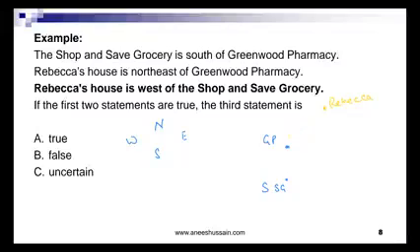ठीक है. So now what does the question say? What's the third statement? Rebecca's house is west of shop and save. The shop and save के भी ये northeast ही है because you have to go up and then to the right. So it means northeast जाना है आपने. So is it to the west? No. That is incorrect. So the answer is false.